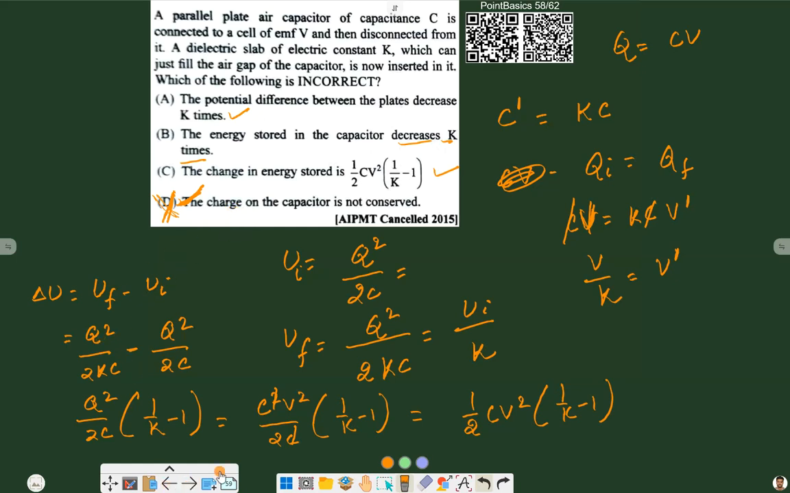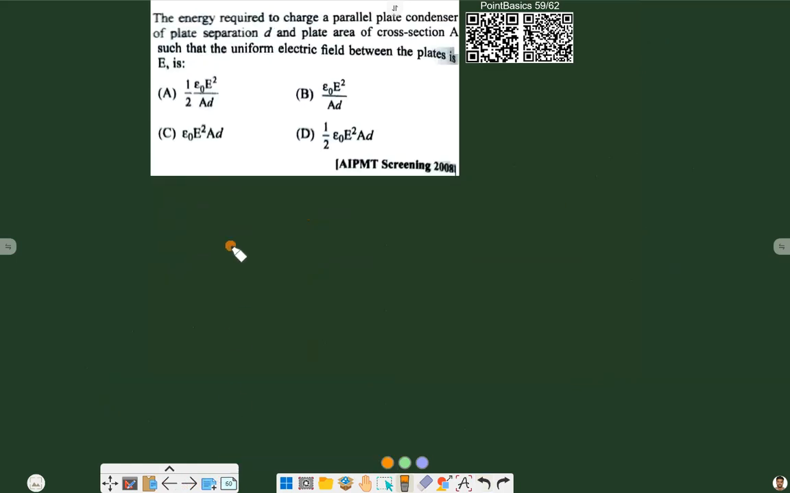Moving to the next question. Present the energy required to charge a parallel plate capacitor of plate separation D and plate area A such that the uniform electric field between the plates is E. We have just previously solved this question, where we found out that the energy stored in a capacitor is equal to half epsilon naught E square into AD. This is the energy stored in the capacitor.